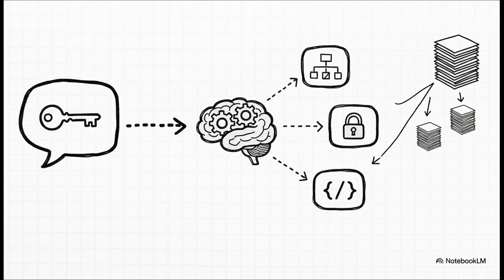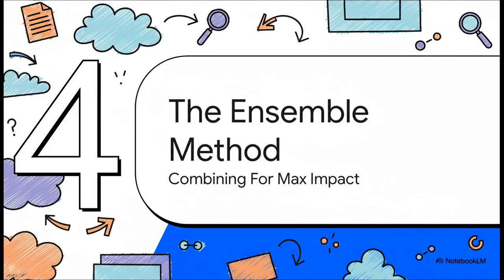Then, you just run a search for each of these, which gets you a much richer, more diverse set of results. Now, what if you didn't have to choose just one tool? The most sophisticated systems out there, they don't. They use what's called an ensemble method, where they run multiple strategies at the same time, and then cleverly merge the results to get the best of all worlds.